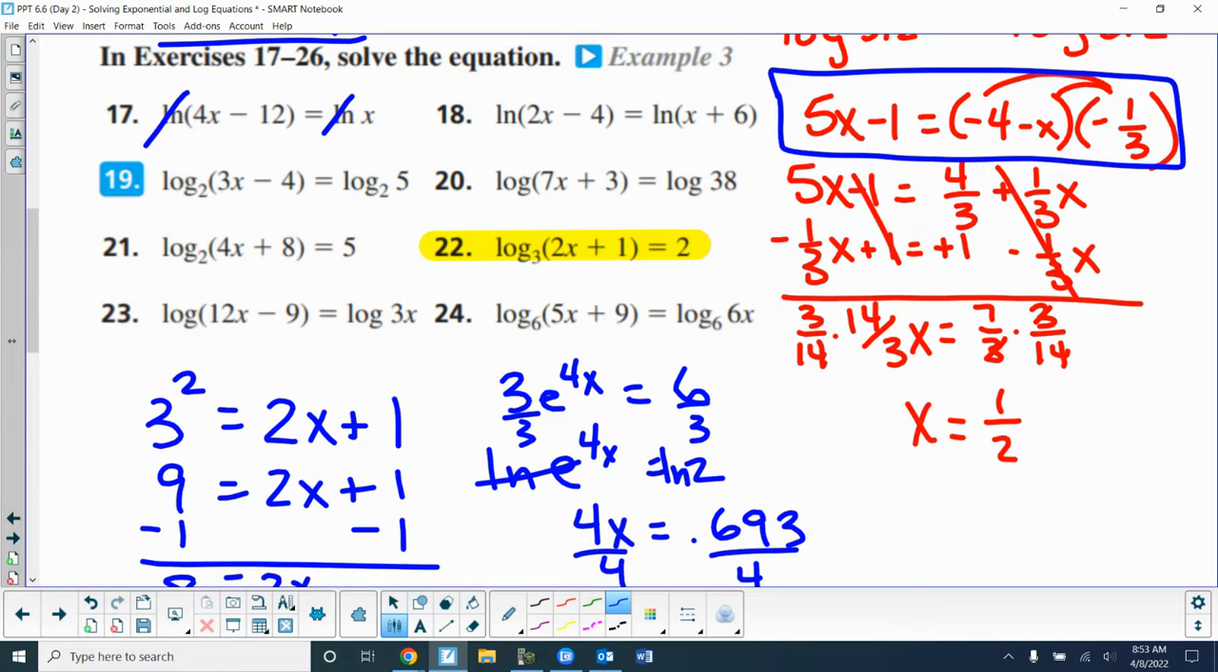19 is 3. 21 is 6. And 23 is 1. All right, any of those you'd like me to go over with you? This one also, I could just drop those and write 3x minus 4 equals 5. This one I got to write 2 to the 5th equals 4x plus 8. And here it's just drop the logs. So 12x minus 9 equals 3x.